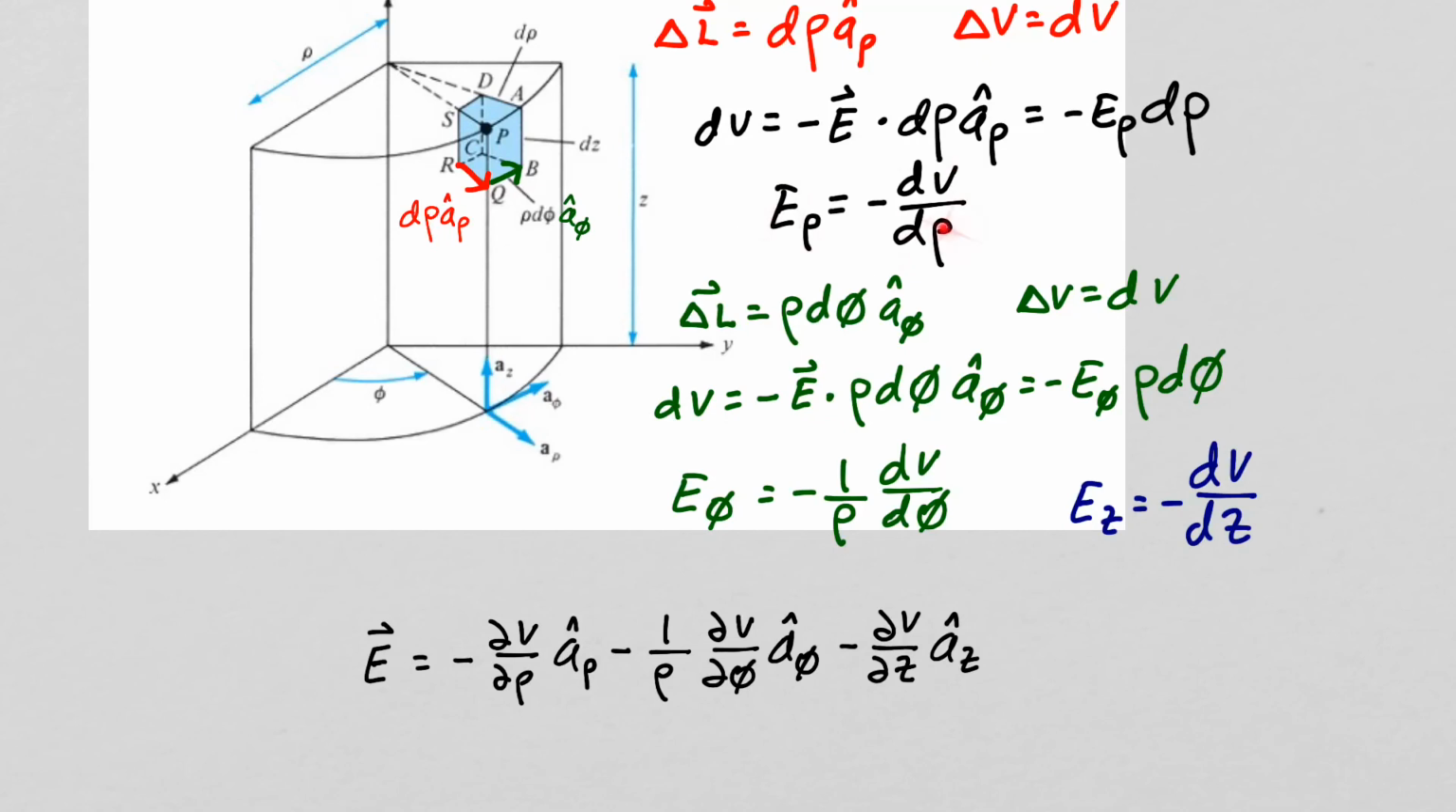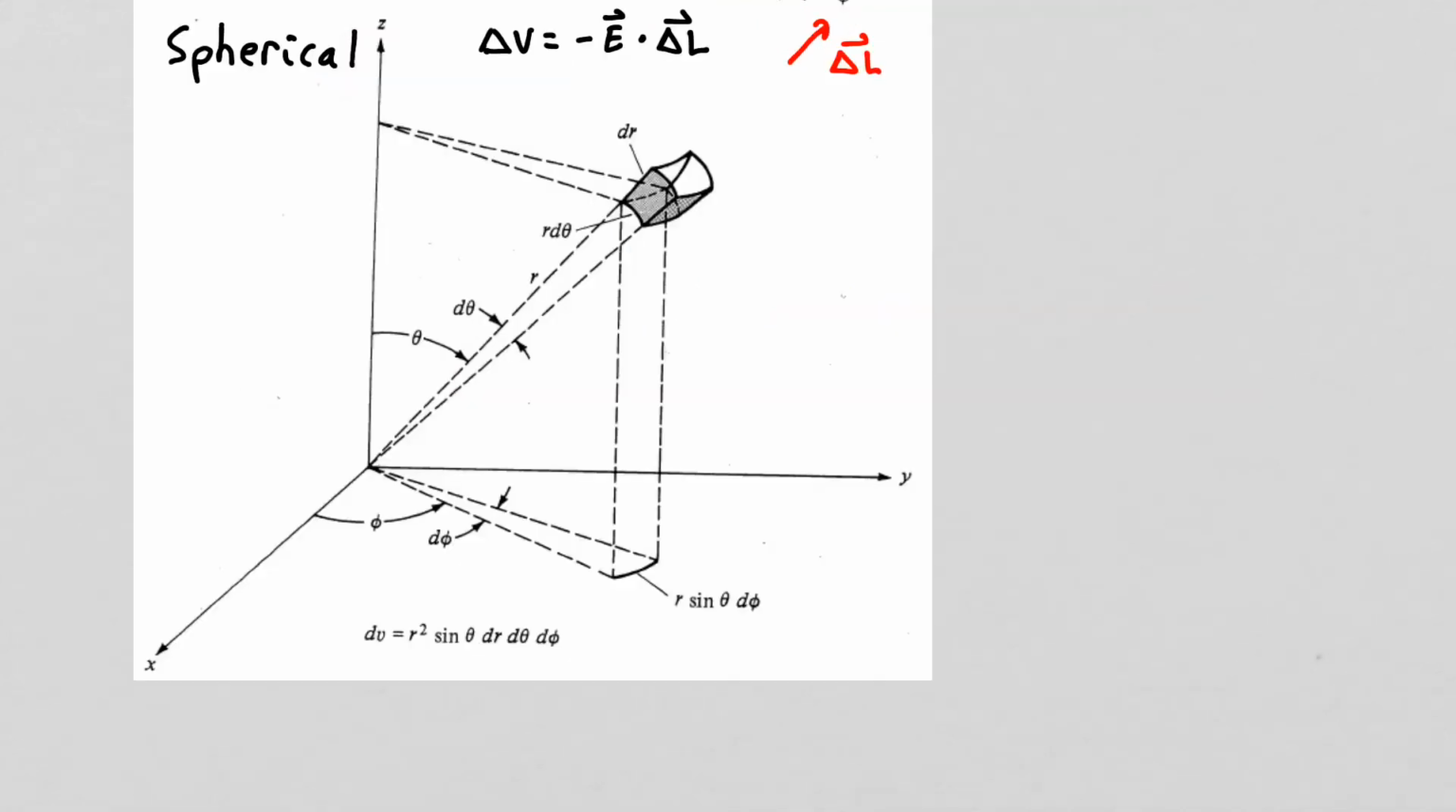Now that we have the three components for the electric field intensity in cylindrical coordinates, we can write the equation for determining the electric field intensity from the potential field. Let's now look at the spherical coordinate system.